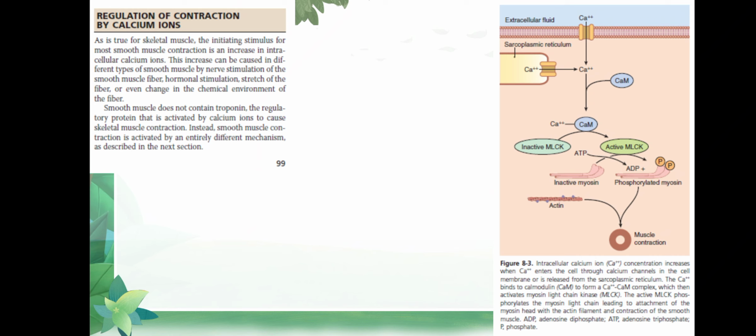So this calcium binds to calmodulin to form the calcium-calmodulin complex, which then activates myosin light chain kinase, MLCK. Here you can see calmodulin is present in a smooth muscle cell, and MLCK, myosin light chain kinase, is also present in smooth muscle cell. The active MLCK phosphorylates the myosin light chain, leading to attachment of the myosin head with the actin filament. So this phosphorylation attaches the myosin head to the actin molecule, isn't it? And contraction of a smooth muscle takes place.